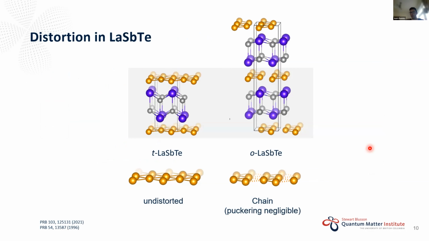Specifically in lanthanum antimony telluride, we're looking at the tetragonal phase, which you've seen already, and one of the orthorhombic phases that is shown here on the right-hand side. The first thing you may notice is that the c-axis is doubled compared to the tetragonal phase, but other than that, the crystal structure is very similar. We still have these antimony layers with a bit of distortion. I will discuss that in a second. And then we have these lanthanum and tellurium double layer slabs.